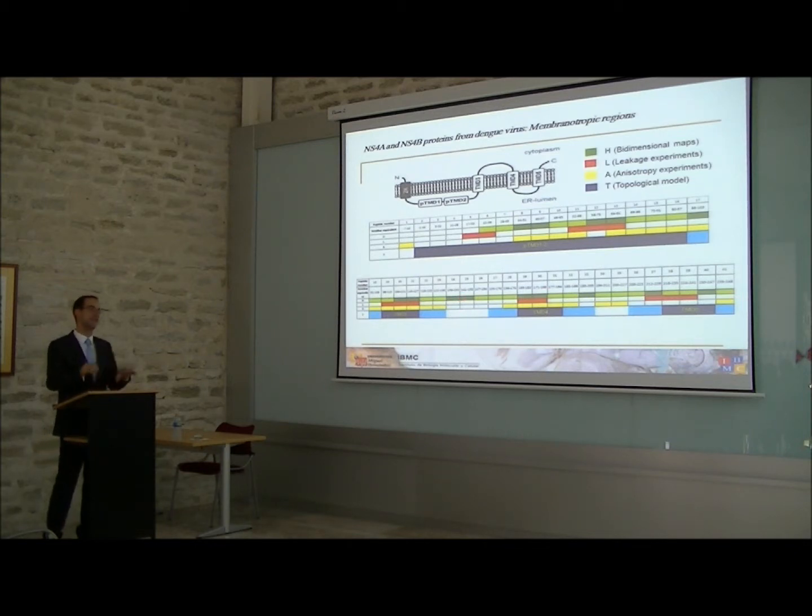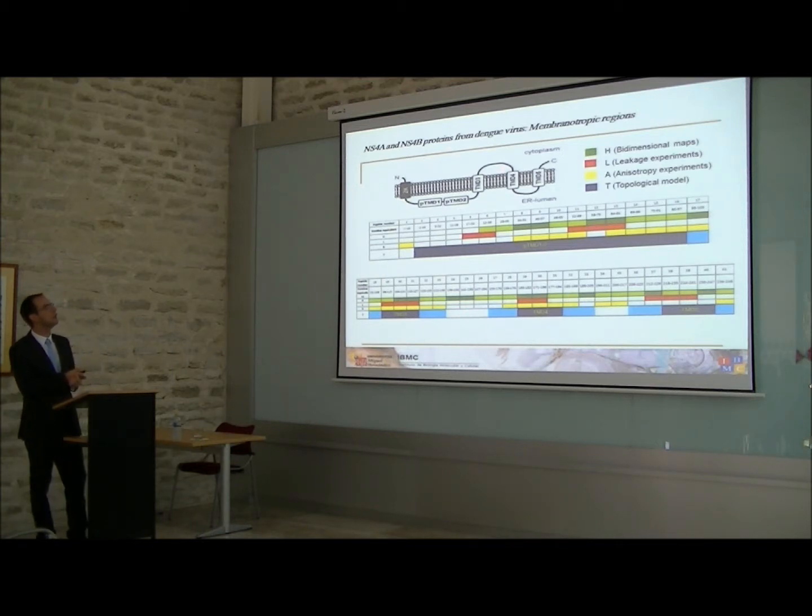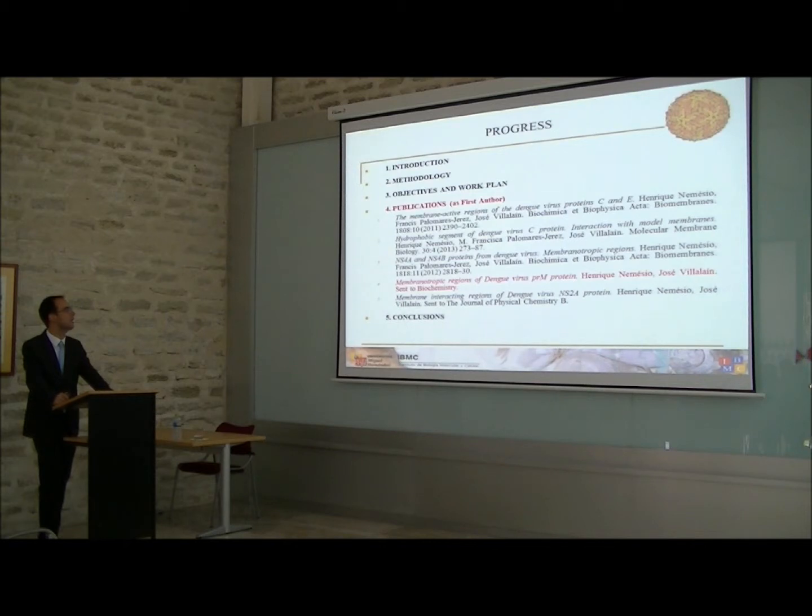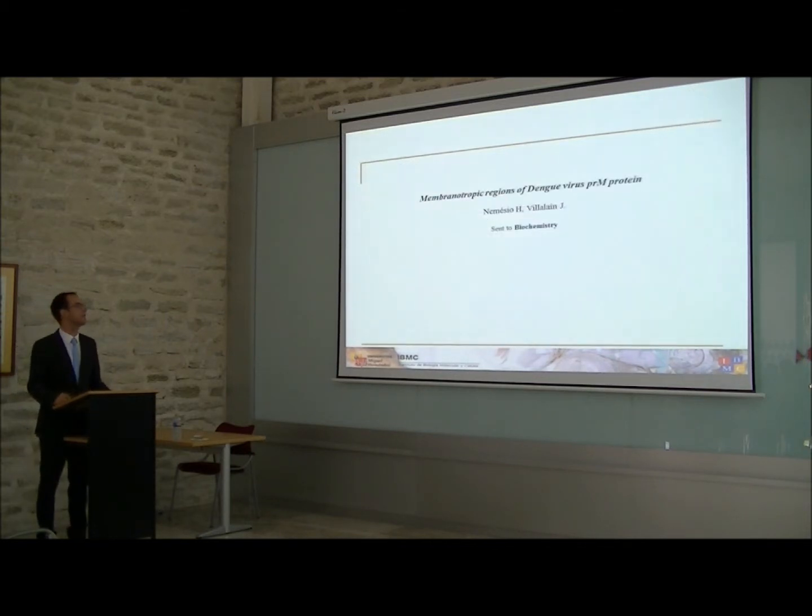We suggested it might be protein-protein interacting, and experiments designed to detect membrane interacting regions came back negative in this case. Interestingly, this region is coincident with the suggested monomer-to-monomer contact. So it is quite clear that these 2 proteins have quite a significant effect on membranes. Moving on to publication number 4, membranotropic regions of dengue virus PRM protein.